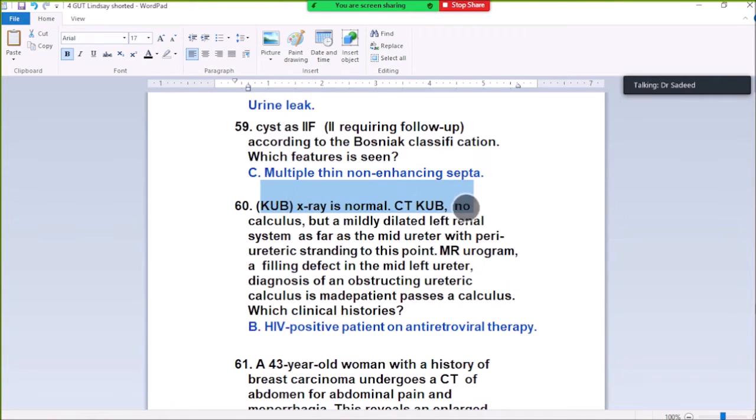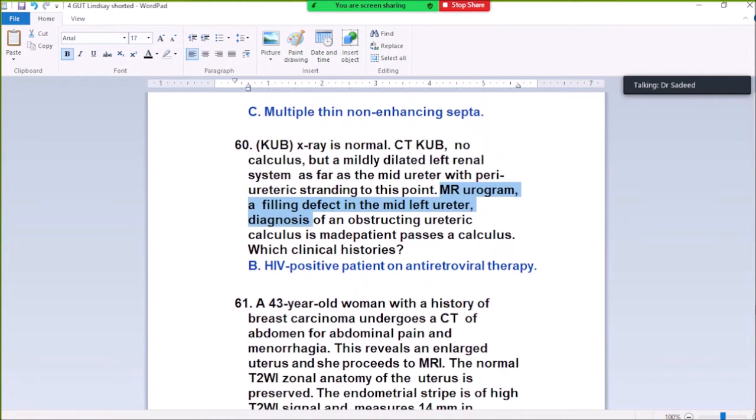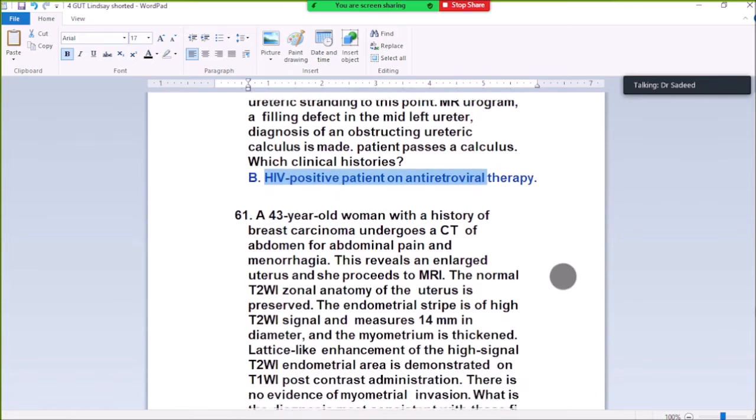Question number 60. KUB is actually normal, so no calculus, but a mildly dilated left renal system as far as the mid-ureter with periureteric stranding to this point. MR urogram shows a filling defect in the left mid ureter. Diagnosis of obstructive ureteric calculus is made. The patient passes the calculus. Most likely, with clinical history, an HIV positive patient on antiretroviral therapy, because you cannot see it on X-ray, and you also cannot see it on MR urogram. It's a filling defect. So HIV positive patient on antiretroviral therapy.